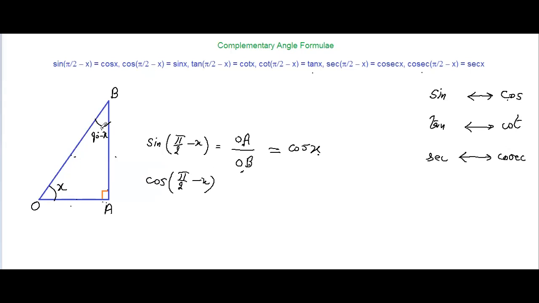And one more, if we find cos of pi by 2 minus x, means we want to find the cos of this angle, 90 degrees minus x. This is perpendicular, this is base for this angle. So base is AB, hypotenuse is OB, base upon hypotenuse is cos. But for angle x, AB is the perpendicular, OB is the hypotenuse, so it becomes sine x. So this is the simple reason why we call these complementary angle formulae, because for the angle x, 90 degrees minus x is its complementary angle, because complementary angles are those whose sum is 90 degrees.